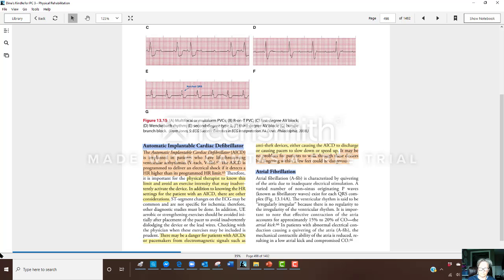A varied number of non-sinus originating P waves, known as fibrillatory waves, exist for each QRS complex. Figure 13.14a. The ventricular rhythm is said to be irregularly irregular because there is no regularity to the irregularity of the ventricular rhythm. It is important to note that effective contraction of the atria accounts for approximately 15% to 20% of CO, the atrial kick, which is lost in patients with abnormal electrical conduction causing a quivering of the atria, AFib. The mechanical contractile ability of the atria is reduced, resulting in a low atrial kick and compromised CO.